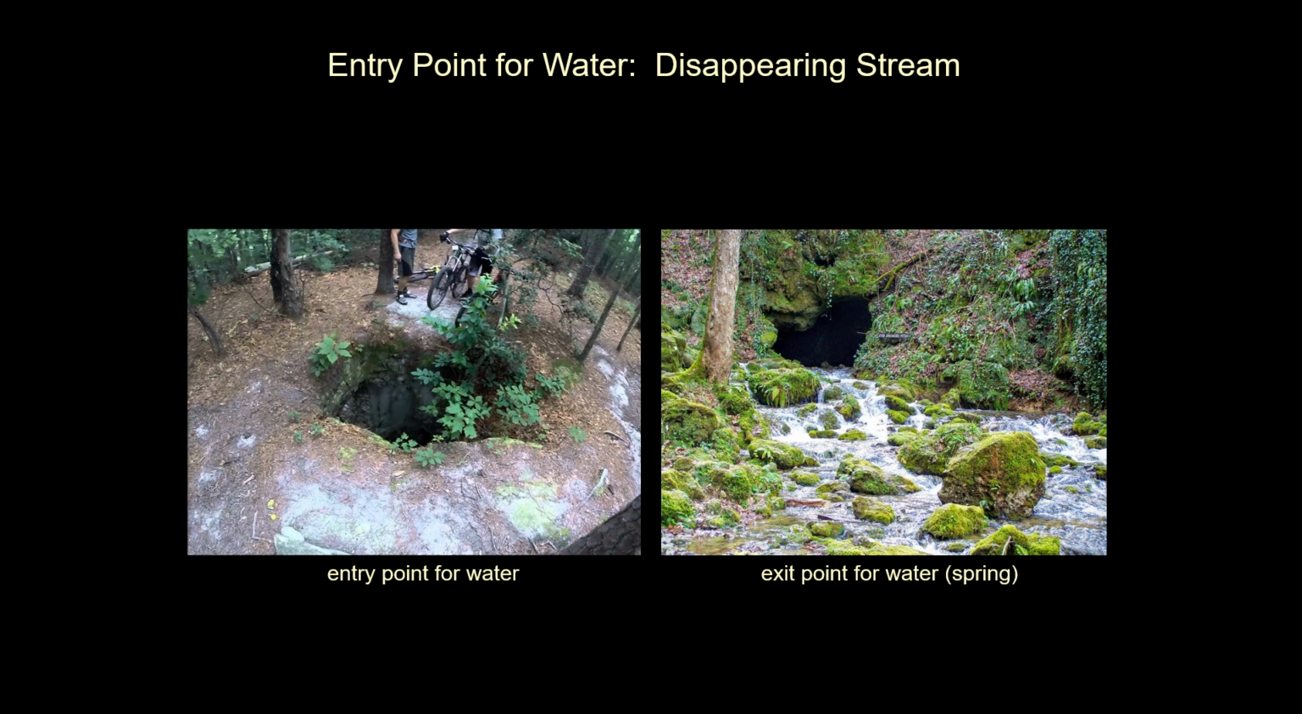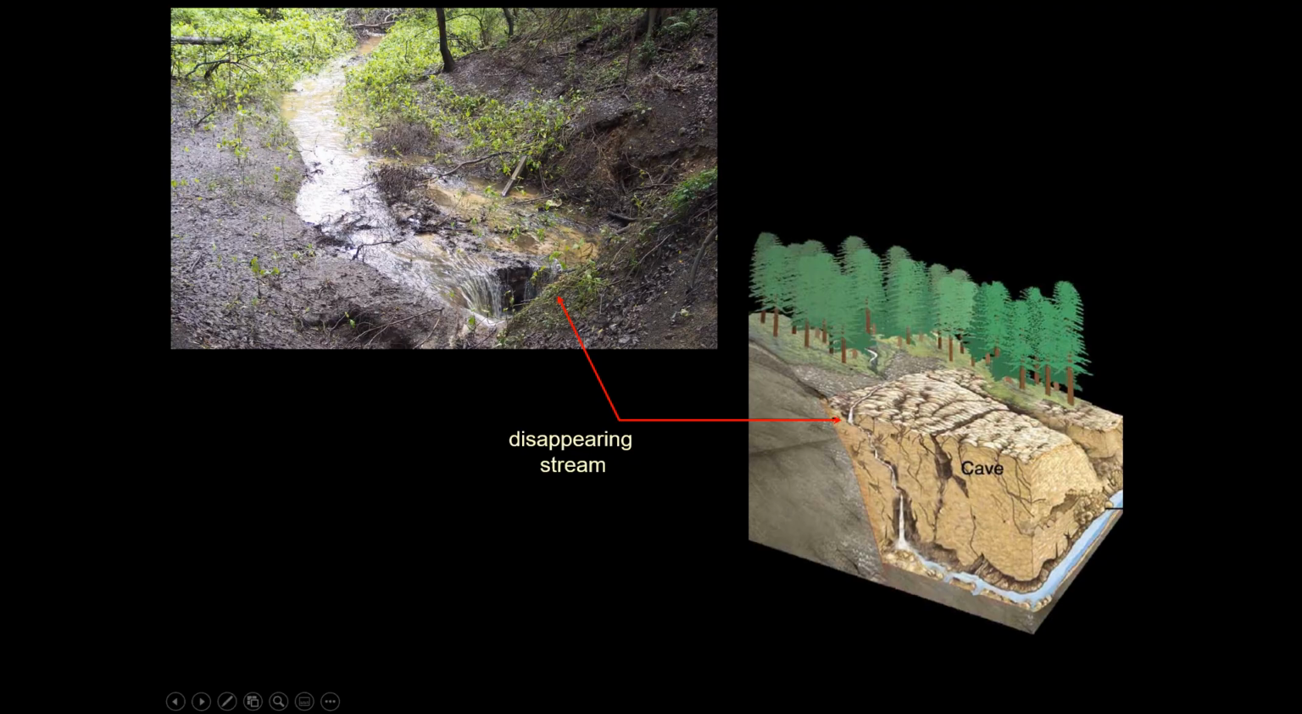Karst is all about plumbing. Karst topography is all about water moving down through rock layers. So I thought I'd show you some entry points for water. One of those would be just a big hole, like this opening right here. It looks like this bike trail just sort of disappears. So water goes in, and it may emerge. Its exit point may be a spring, as shown here on the view to the right.